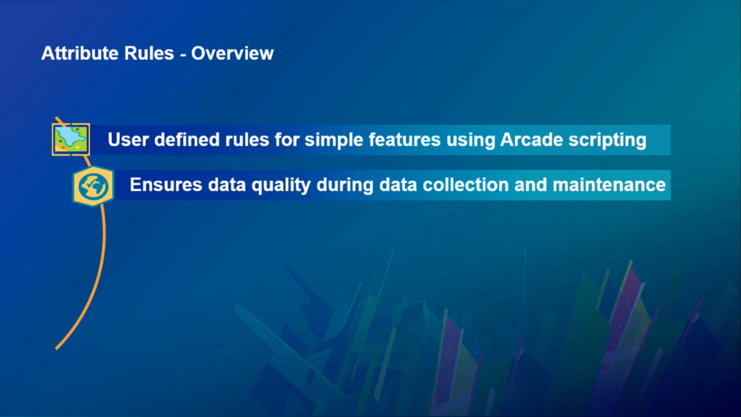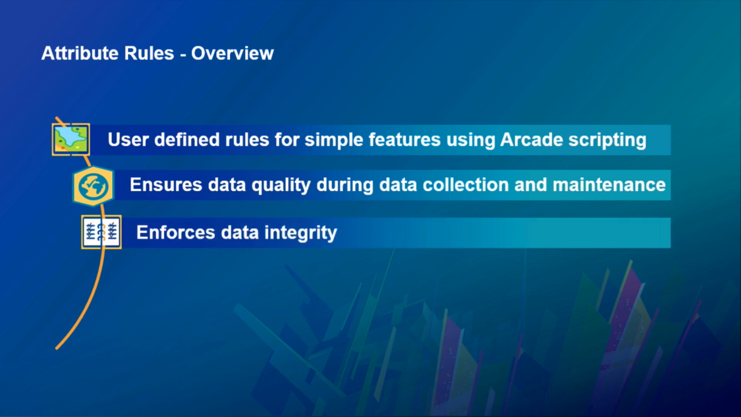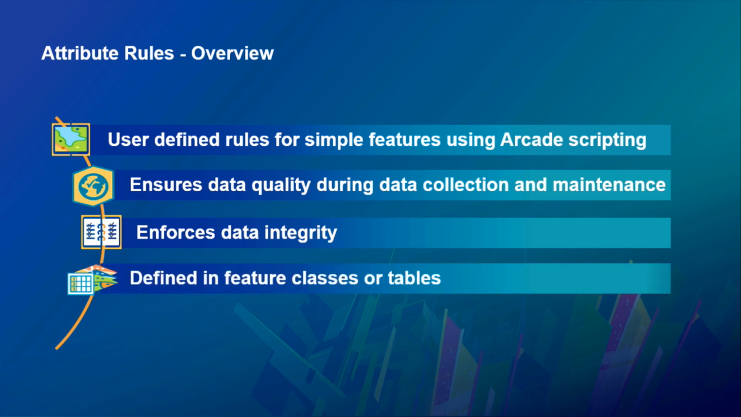They ensure data quality at the point of data collection as well as data maintenance, essentially when you collect data or enter data into the system, as well as maintain the data going forward. They enforce data integrity as they allow you to stop bad data getting into the system. They are defined or stored in feature classes or tables and are persisted in a geodatabase.